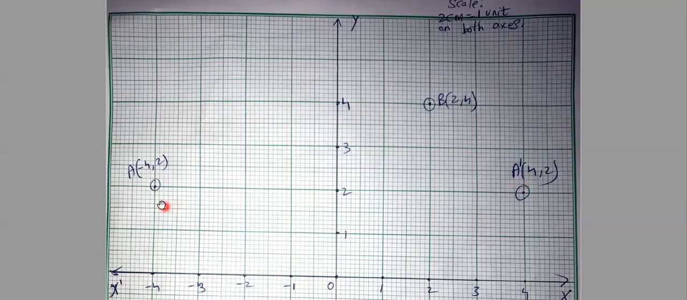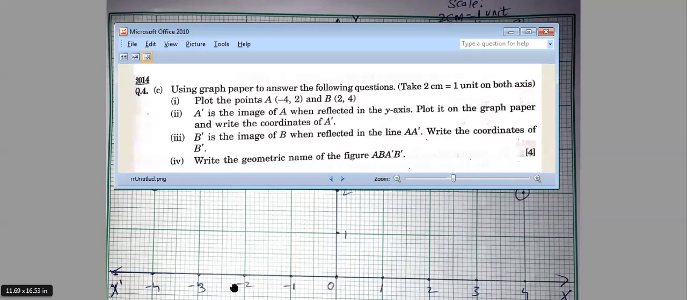The first sub question was just plotting A and B. The second sub question was getting the image of A, which is A dash, when reflected through the y axis. And here now comes the catch. Okay, let me put the question on the screen. Can you all see the question?